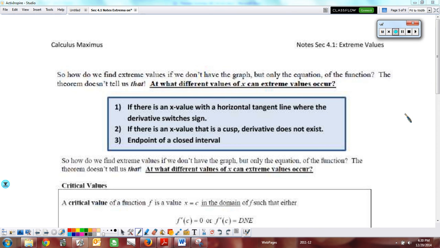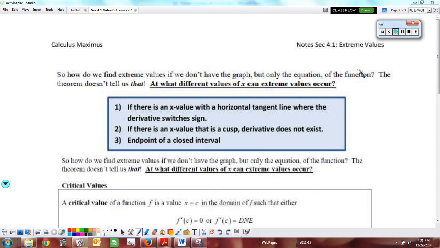Okay, so now we get the idea of what the extreme value theorem is about and how it works with the graphs. As long as we have a function that is continuous on a closed interval, then we're guaranteed that there must exist a global max and a global min.